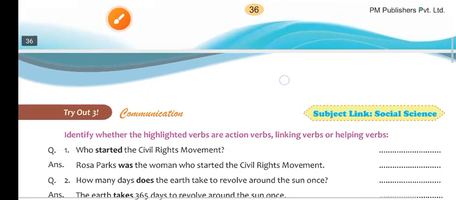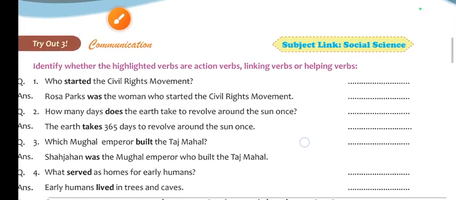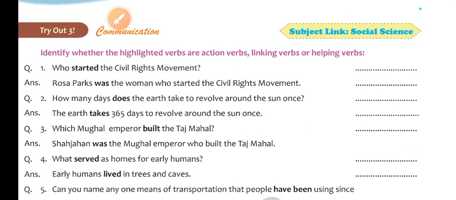Now let's try to understand the next one. Try out 3. Identify whether the highlighted verbs are action verbs, linking verbs, or helping verbs. Like the first question is, who started the civil rights movement? So who started?